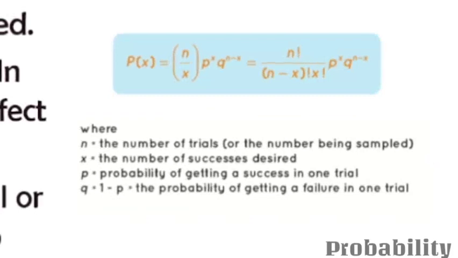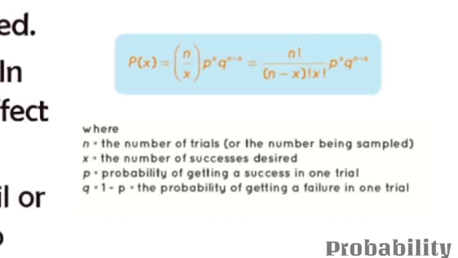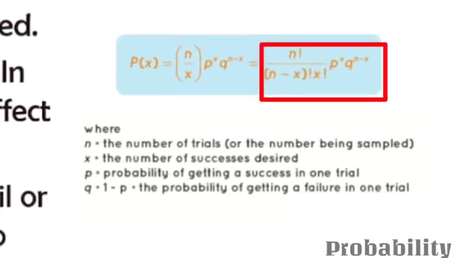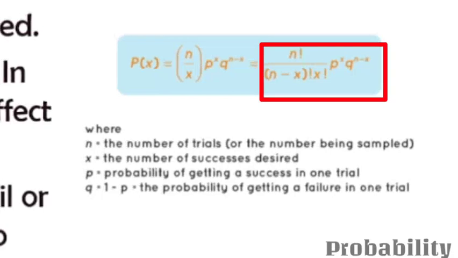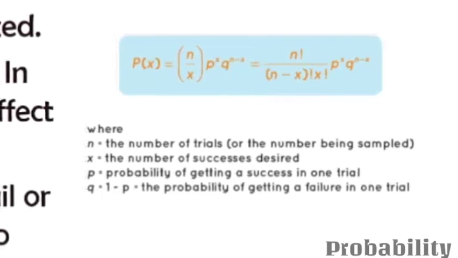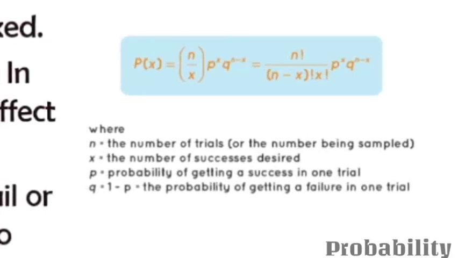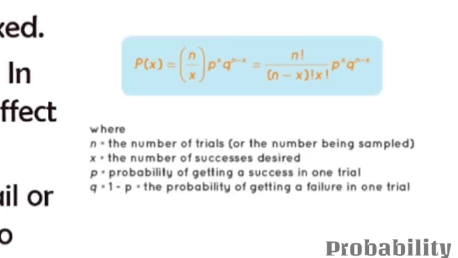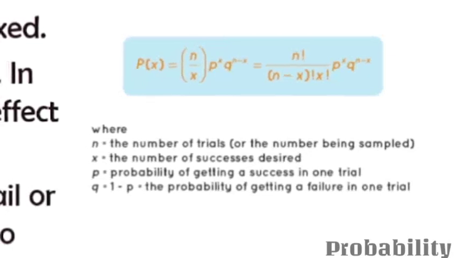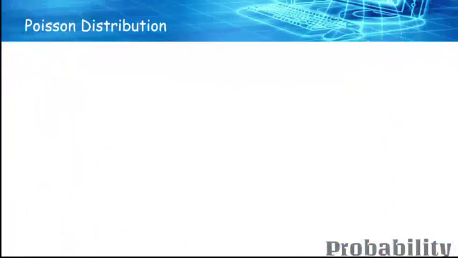If you expand the formula, on the right hand side you get n factorial divided by (n minus x) factorial into x factorial, p power x, q power n minus x. If you are learning probability in mathematics, you will have the derivation of how exactly this formula came up, so we won't be going into it. Overall, we have got the idea of what exactly binomial distribution is, and this is the formula.